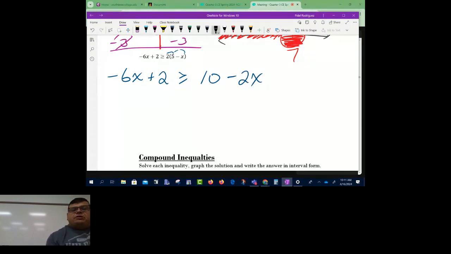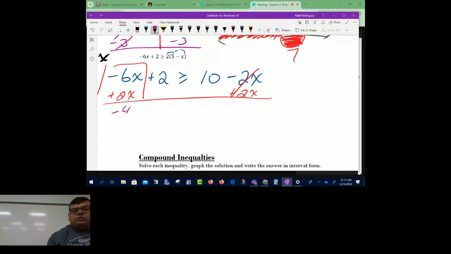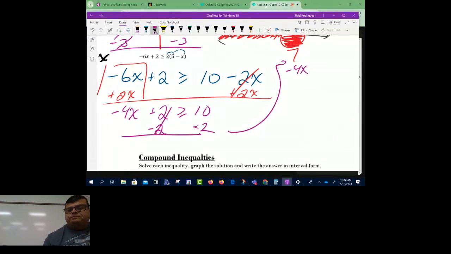Again, y'all, because I'm dealing with inequalities, I want to get my x's on the left. So I'm going to say, look, let me add this 2x over here. Those are going to go away. And then right here, y'all, minus 6 and plus 2 should be a minus 4x plus 2 greater than or equal to 10. Okay, I'm going to go ahead and go minus 2 and minus 2. Negative 4x bigger than or equal to, let's see, 10 minus 2 should be 8.